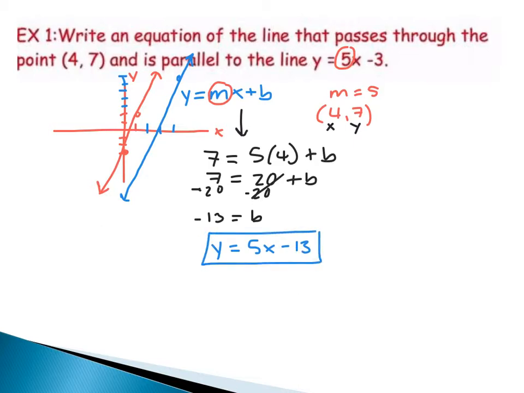Notice in this equation, it has the same slope, which is our rule for being parallel, and my y-intercept is minus 13, which means my y-axis is going to be somewhere way down here, which kind of matches the blue line where that's going. Okay? So again, using the idea of the same slope, being able to write the equation of a parallel line.